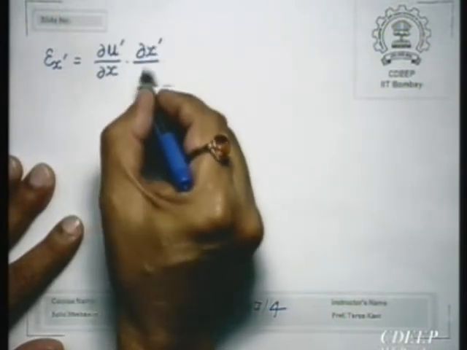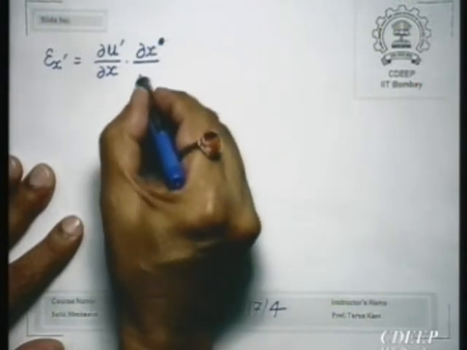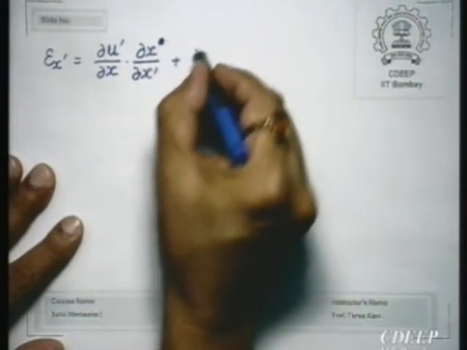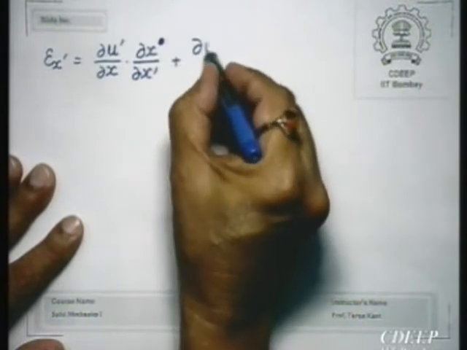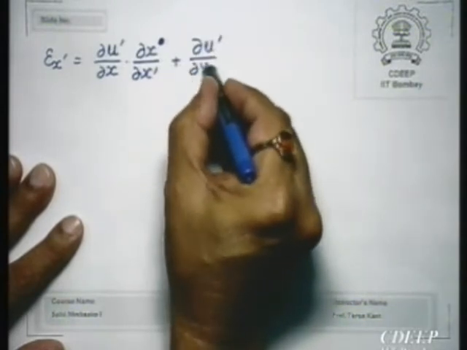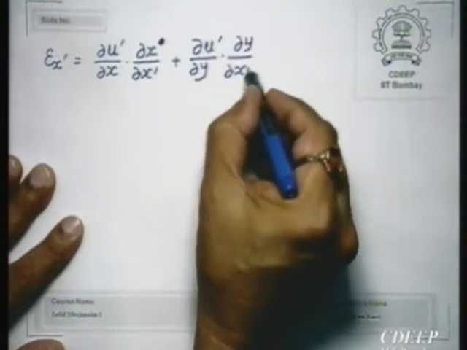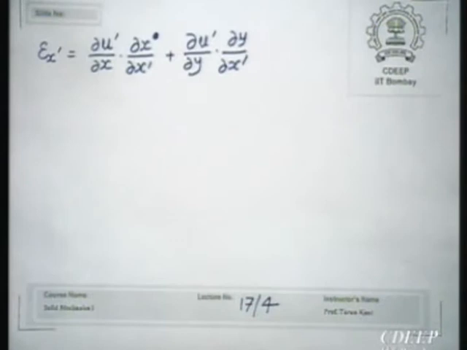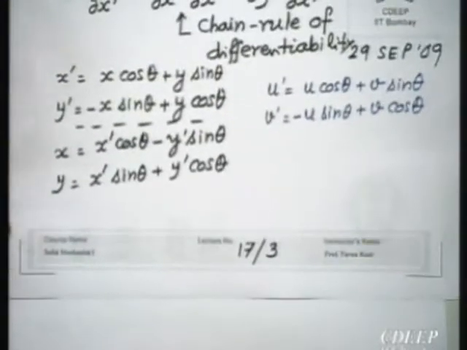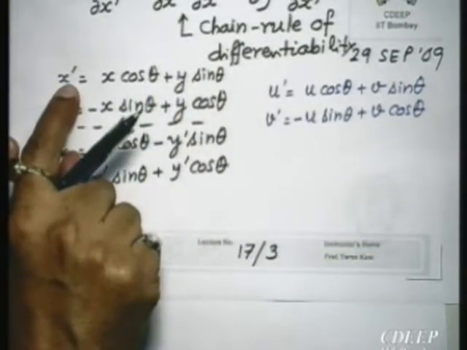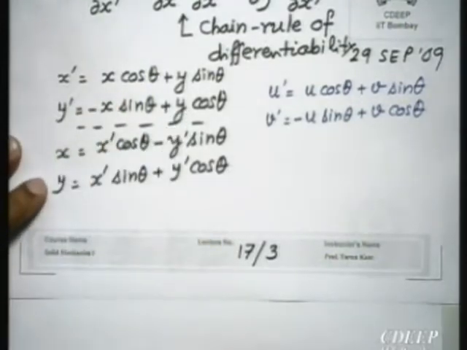dx dx dash plus du dash y dy x dash. This is a chain rule I had. Now it is only a question of substitution. Du dash by dx, from the transformation that I have given, du dash by dx, what do you get?